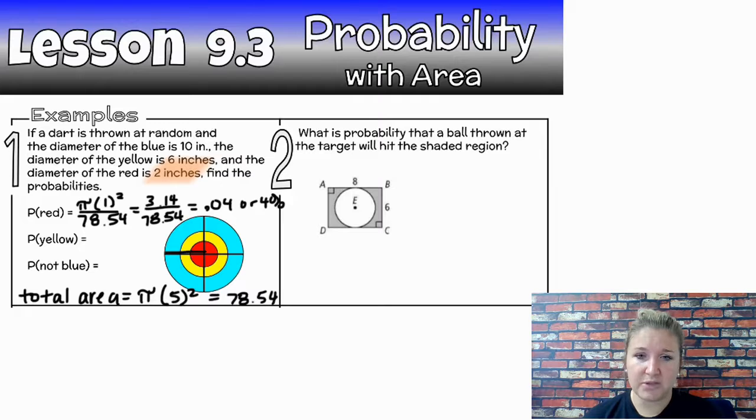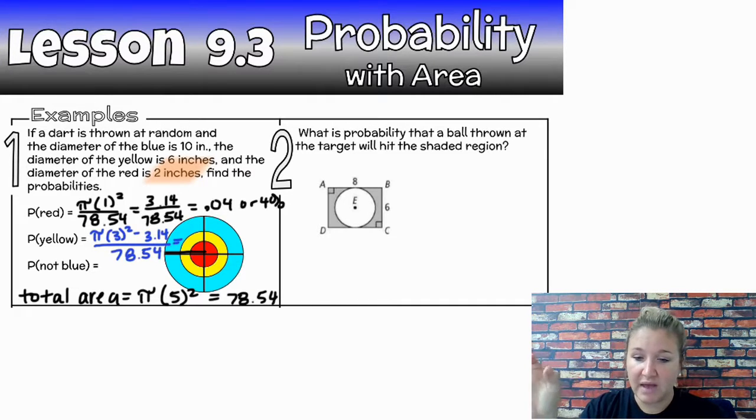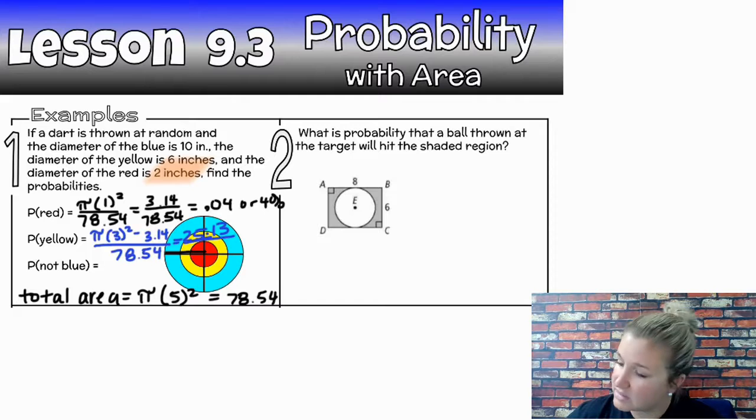Now we're going to find the probability of a yellow. So I need to find the area of the yellow. The area of the yellow is the area of this outer piece minus the red, because the red does not count as yellow, obviously. So it's pi times the radius, which is 3, squared, minus the area of the red, which we found to be 3.14, divided by our total area, 78.54. The numerator is 25.13 divided by 78.54, which gives you 0.32 or 32%.